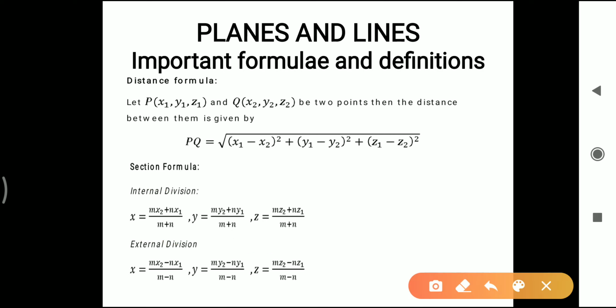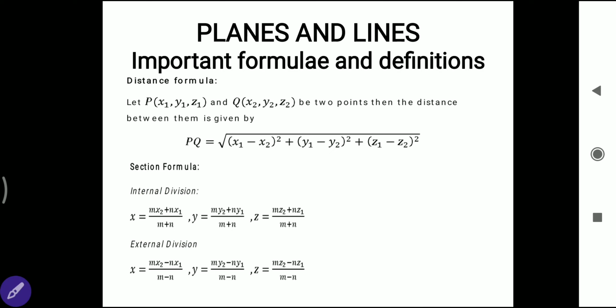Similarly, if you have a line PQ, and R divides it externally in the ratio m is to n, then the coordinates of R are given by x equals (mx2 minus nx1) upon (m minus n), y equals (my2 minus ny1) upon (m minus n), and z equals (mz2 minus nz1) upon (m minus n). So these are the very important formulas for the distance formula and the section formula.